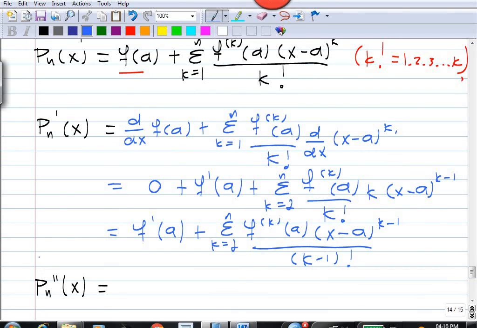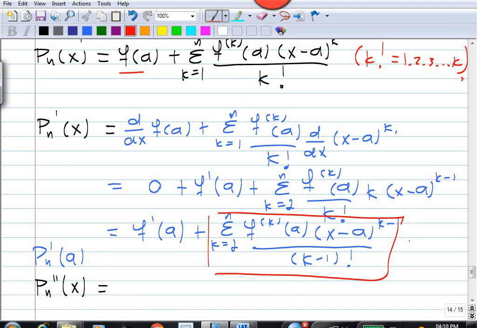And now we see what is the value of the first derivative of the Taylor polynomial at a. Well, all of this here is going to be 0, because we're going to have x minus a, which is 0. So all that's left is the first derivative of f at a.